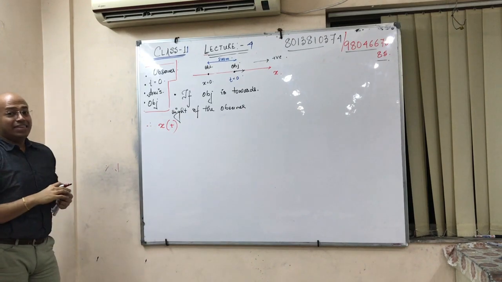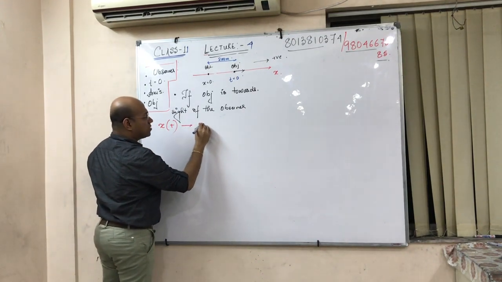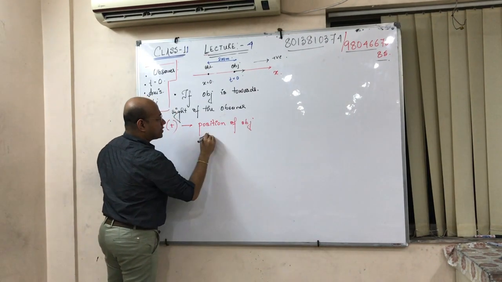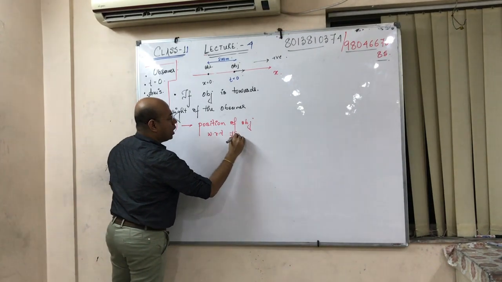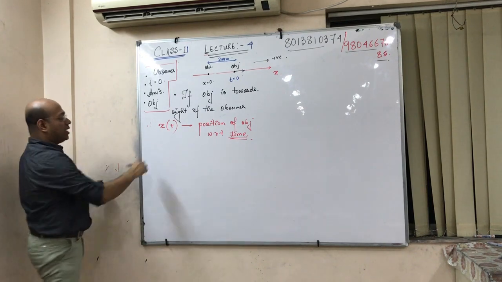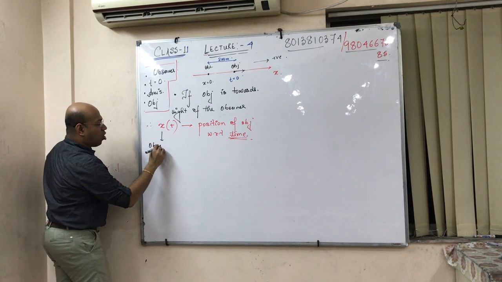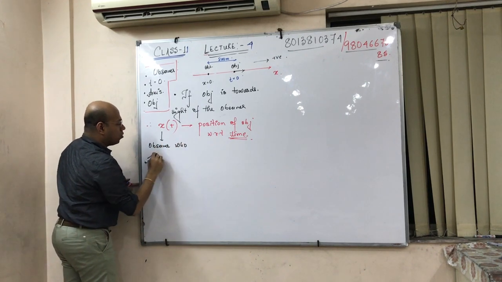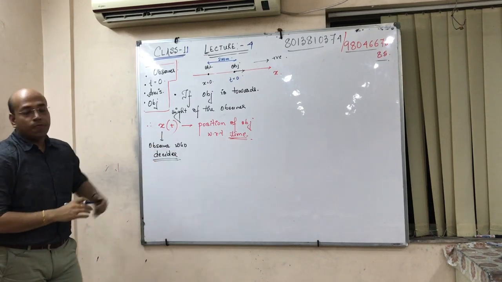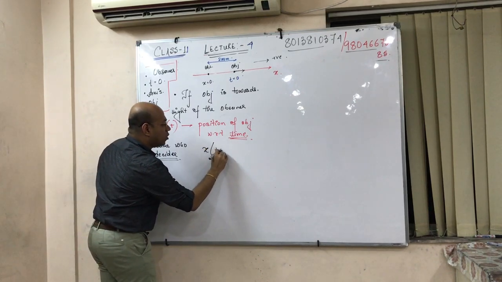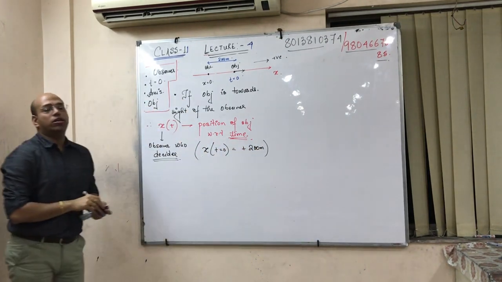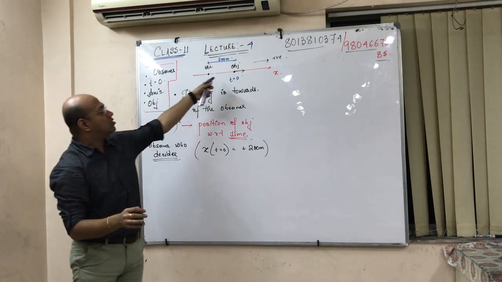x(t). Now this x(t) signifies the position of the object with respect to time. This is the expression I will write. And who decides this? It is the observer who decides. So you write x at t equal to 0 is equal to plus 200 meter.